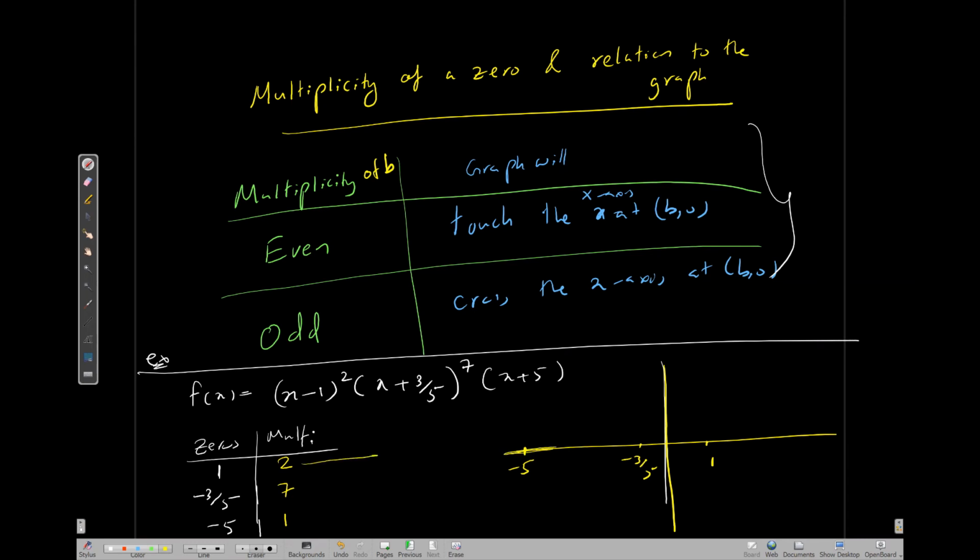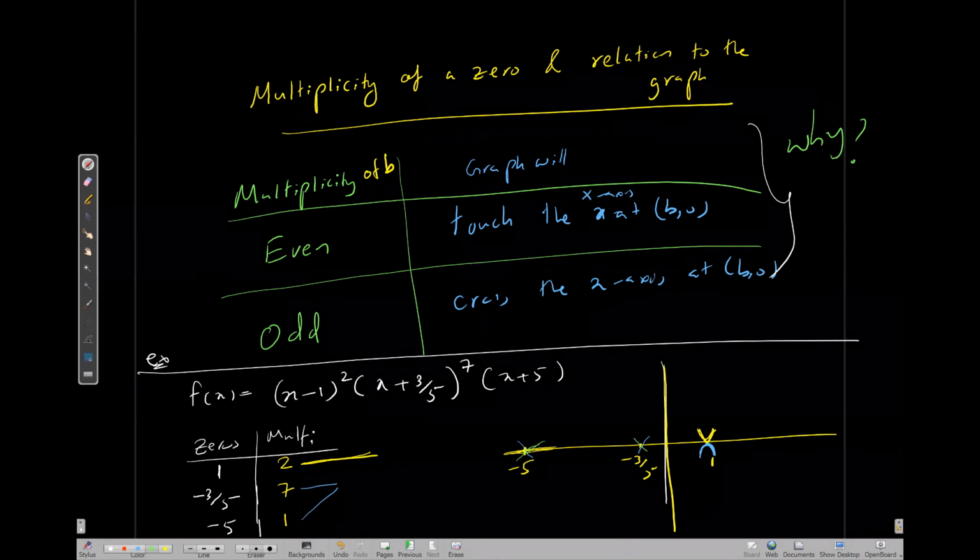So this guy has multiplicity 2, that is even. So our graph will touch it either like this or like this. We don't know yet, right? And the other two are odd multiplicities, so either it will cross like this or it will cross the other way around, like that. We don't know, but it will cross. Now let me ask you, can you see why when it is even it touches, and why when it is odd it crosses? It's easy, guys. Now let me explain that.